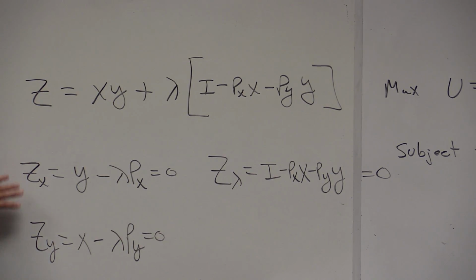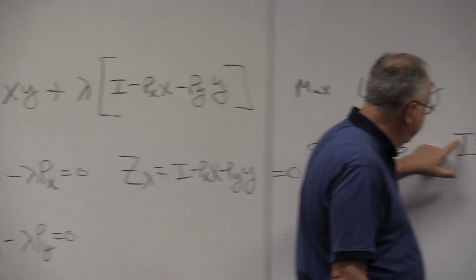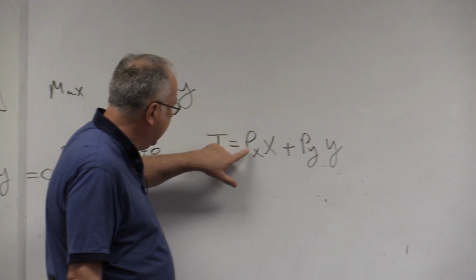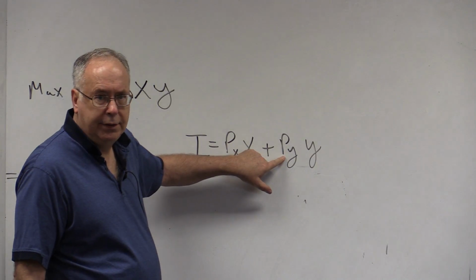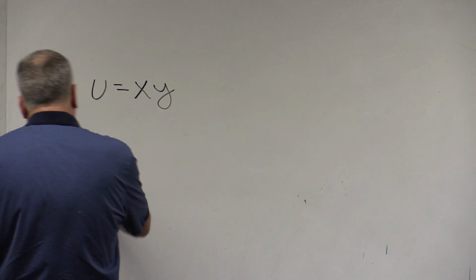Now we take these two conditions right here, solve for lambda. Same thing we did before. The only difference is before we had specific numerical values for I, px, and py. That's the only difference. So what we're getting now is a more general result.